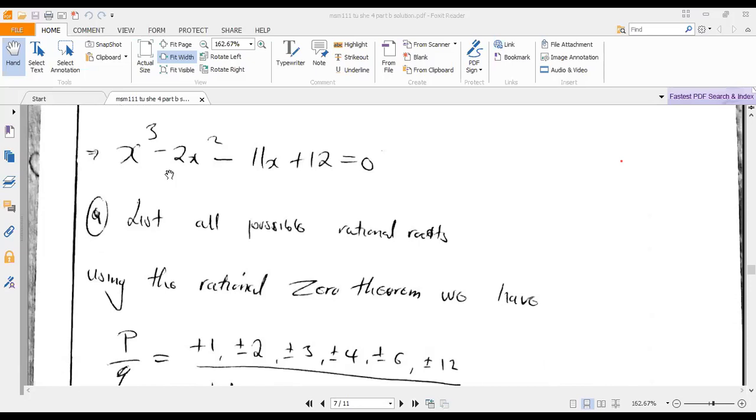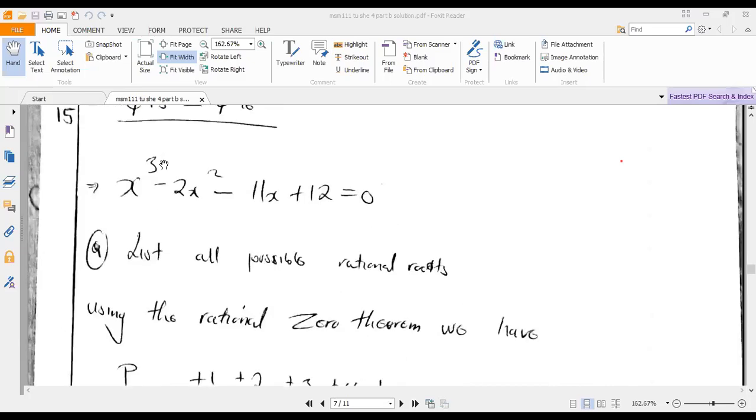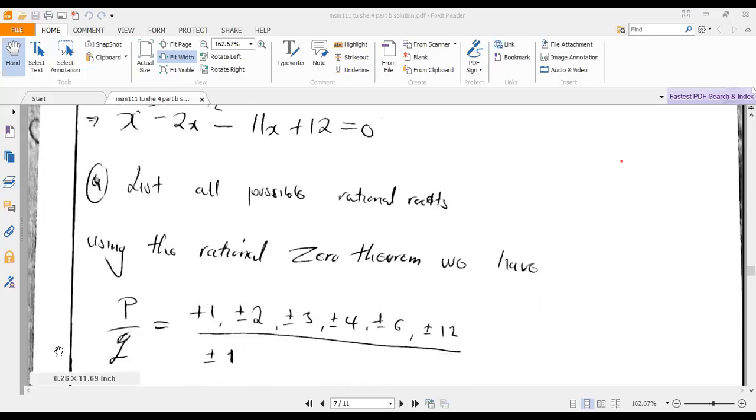Sir, kindly repeat, please. All right. I'm saying that when you have been taught to list all possible rational roots, your first thing is you know that a possible rational root is equal to P over Q, isn't it? Where P is just the constant of your function. The constant in this polynomial, this 12 here, is our P, and our Q is always the coefficient of the highest power.